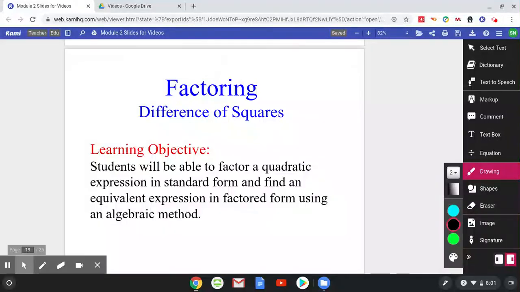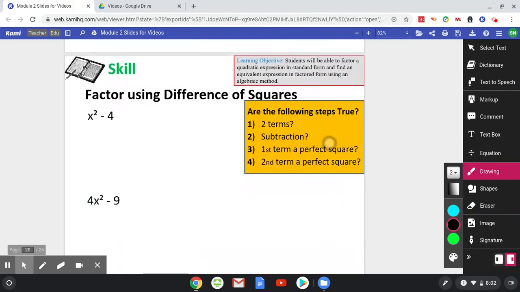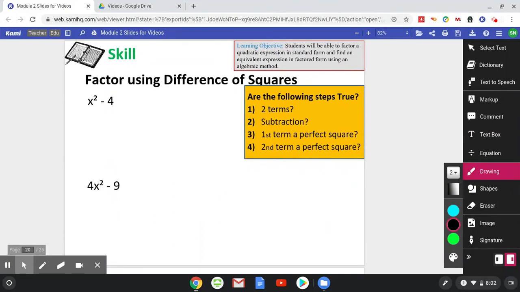Hello, in this video you will be factoring using the difference of squares method. Whenever you encounter a problem where they are asking you to factor using the difference of squares method, you have to look at 4 steps. If all the 4 steps are true, then you are able to factor this using the difference of squares.